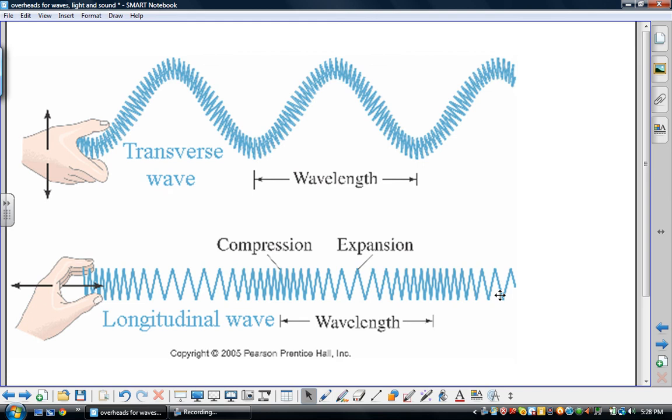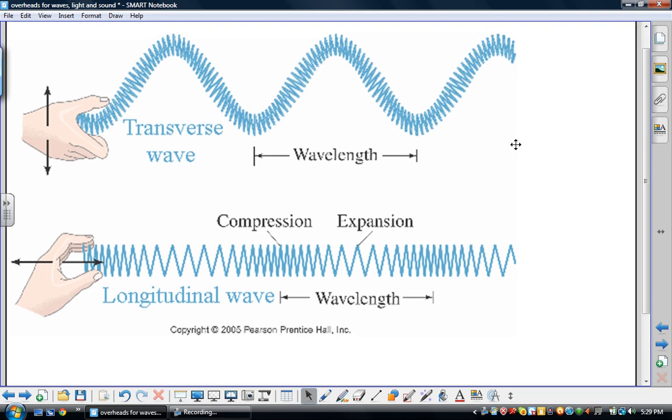If these are actual waves, in this example right here, longitudinal, it's actually molecules of air or of water or whatever the material is. We call that material the medium, that are getting pushed close together and being spread farther apart. In a transverse wave, there doesn't have to be any matter for this wave to go. It's just that the energy itself travels in this pattern.